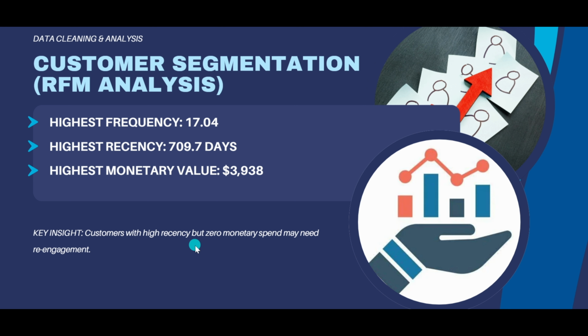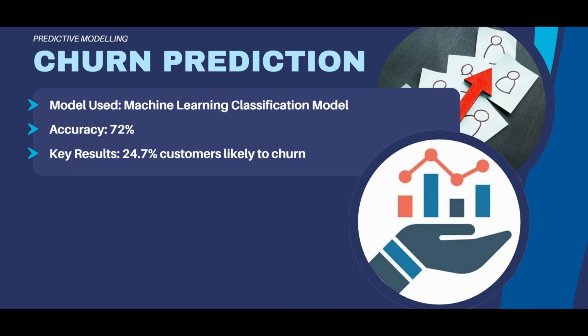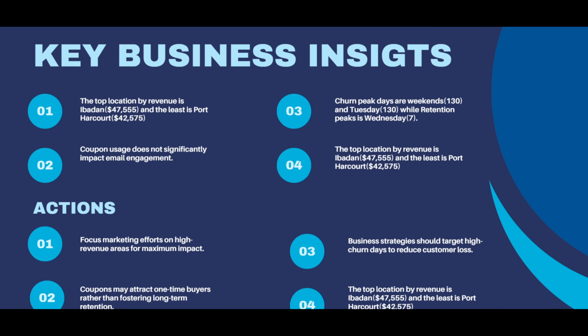And then we have the churn prediction. I talked about the type of model I used for training, then the accuracy score and the key results from the prediction. And then these are the key business insights. I talked about the regional location: Ibadan is the highest, Port Harcourt is the least. This is the action for each one: focus marketing efforts on high revenue areas for maximum impact.